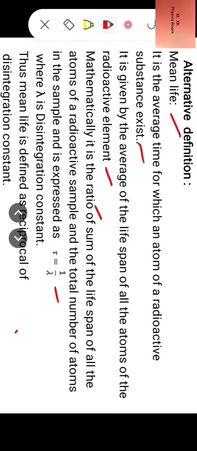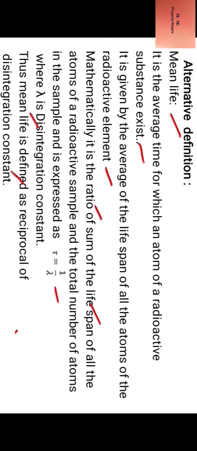I repeat, it is the ratio of sum of the lifespan of all the atoms of a radioactive sample and the total number of atoms in the sample, and is expressed as tau = 1/λ, where lambda is disintegration constant. Thus, mean life is defined as reciprocal of disintegration constant.